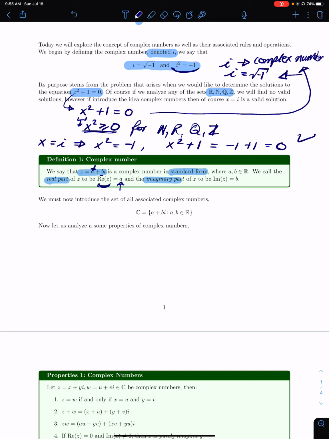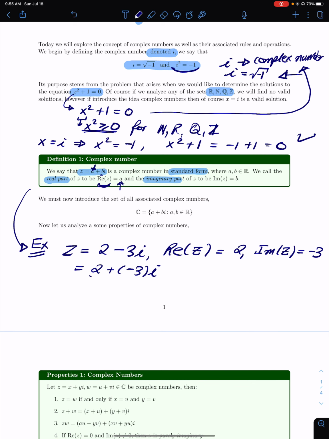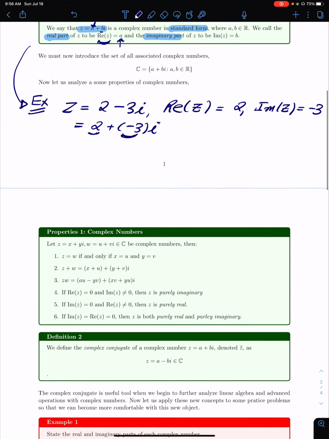Okay? So, for example, if z equals 2 minus 3i, then the real part of z equals 2, and the imaginary part of z, well, this may be a little confusing, but remember, we can always rewrite this as 2 plus -3i. So therefore, the imaginary part of z must be -3. Remember, this is the real part, this is the imaginary part. And this is just how it's defined.